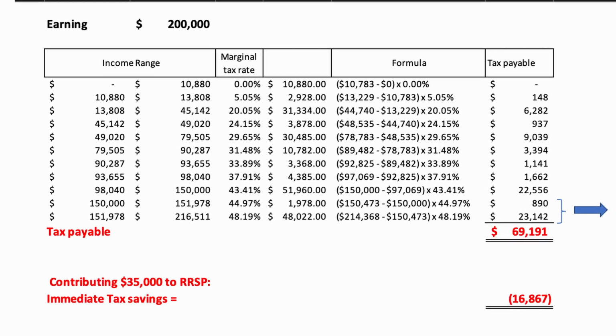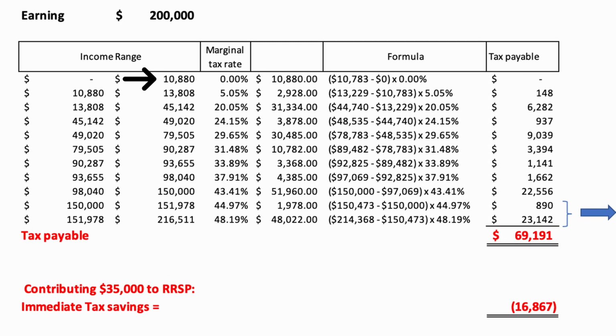The first $10,880 that you earn in Ontario in 2021, you pay no tax at all. The $2,908 income you earn between $10,880 and $13,808, the first tax bracket for Ontario residents, you pay 5% tax, which is equivalent to $148. We then keep going with the same calculation until we reach the income level of $200,000. In that case, when you make $200,000, you would need to pay a total of $69,000 of income tax in 2021. Yep, that is a lot of money.